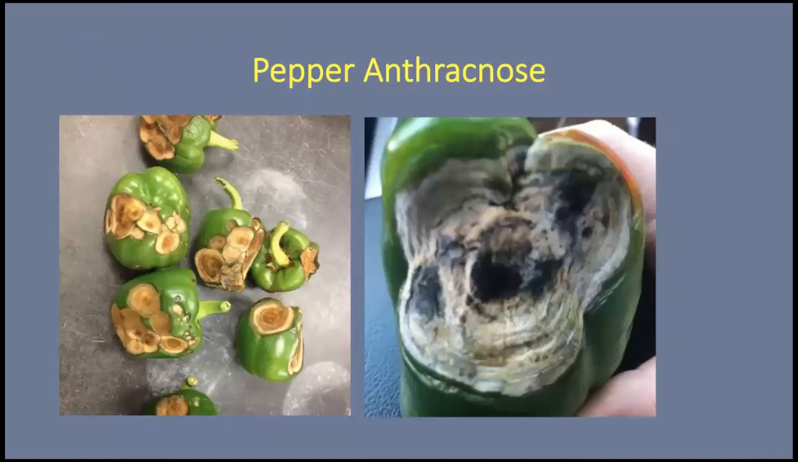There is one disease that, getting away from tomatoes, that I did want to mention, and that's pepper anthracnose. Primarily because I kind of view that as the worst pepper disease in Virginia.